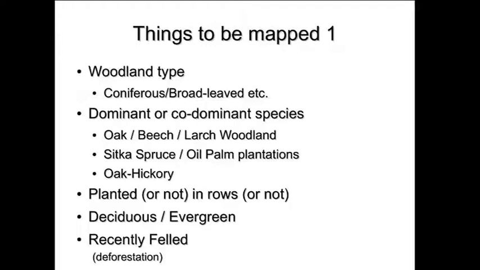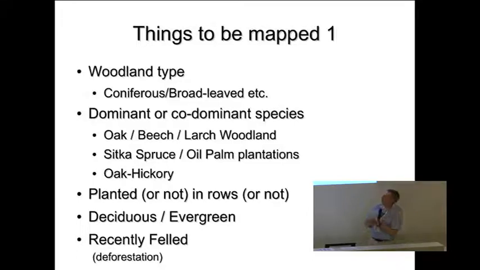So what things can we map? We can map the woodland type at the moment: coniferous, broadleaf, mixed. We can map the type of trees, the dominant trees, which is fairly easy in Northern Europe. We can represent whether they're planted or not. We can represent whether they're deciduous or evergreen. We can also try and represent whether they have recently been cut down.